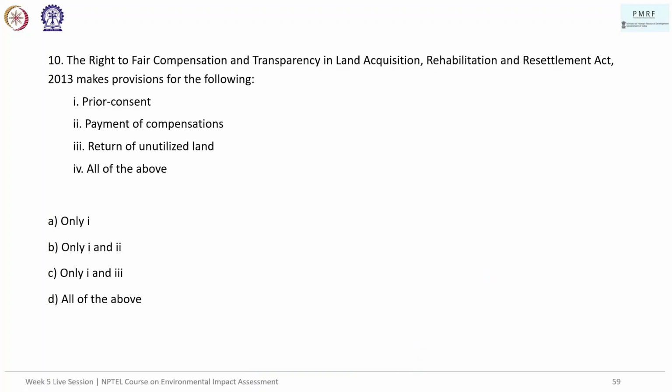So moving on to the next question. Question 10. The Right to Fair Compensation and Transparency in Land Acquisition, Rehabilitation and Resettlement Act 2013 makes provisions for the following: prior consent, payment of compensation, return of unutilized land, or all of the above. So, is it only one and two, one and three, or all of the above? Well, all of the above is the most redundant to this question. Sorry, but yeah.